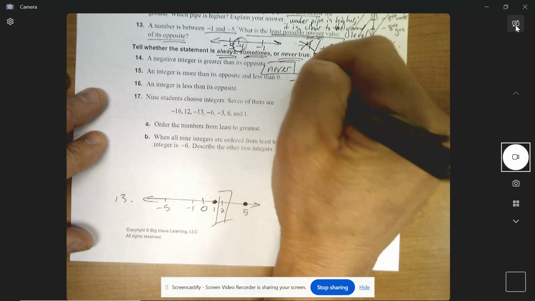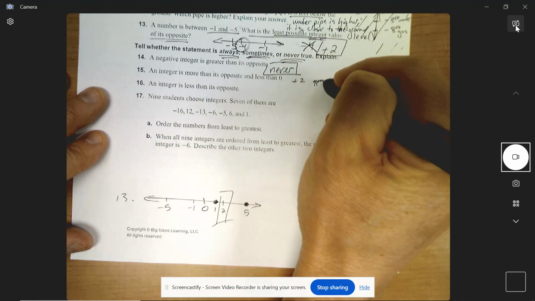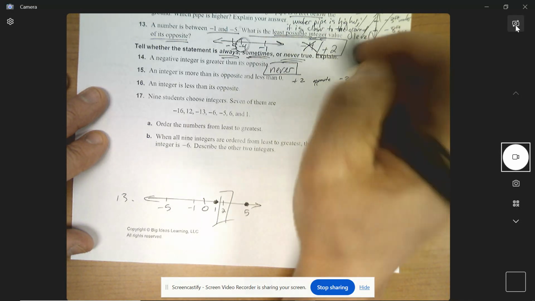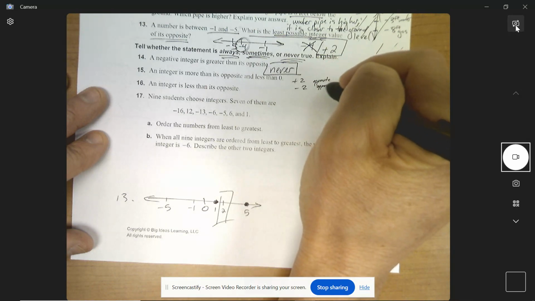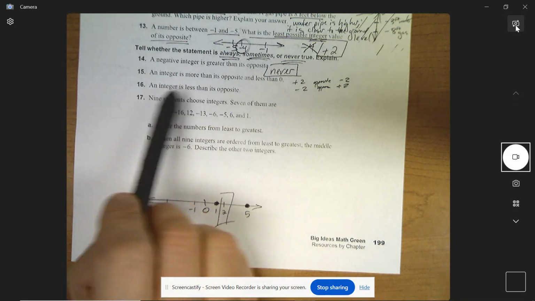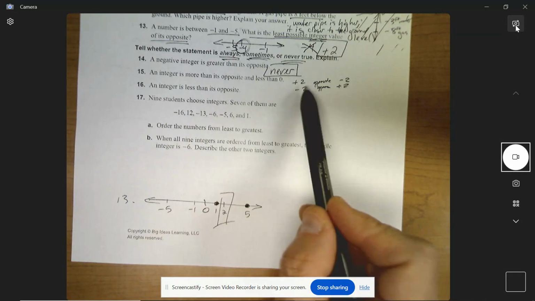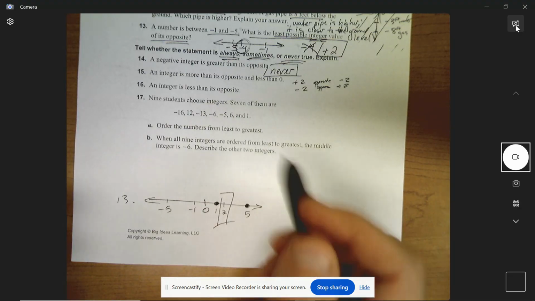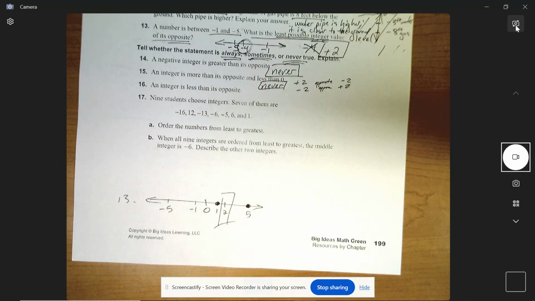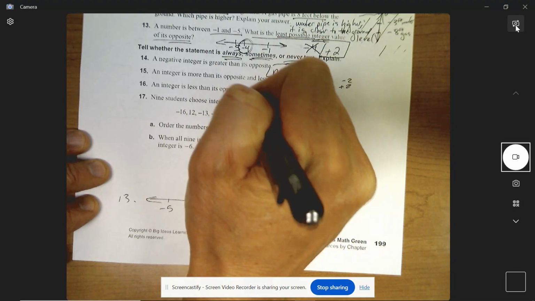So if I had a negative 2, I'm sorry, if I had a positive 2, the opposite would be negative 2. That's less than 0. But if I have a negative 2, the opposite is a positive 2, which is not. So an integer is more than its opposite. It's more than its opposite. And oh, it actually can't be either one of those. That's never the case. But number 16, an integer is less than its opposite. That is sometimes true.